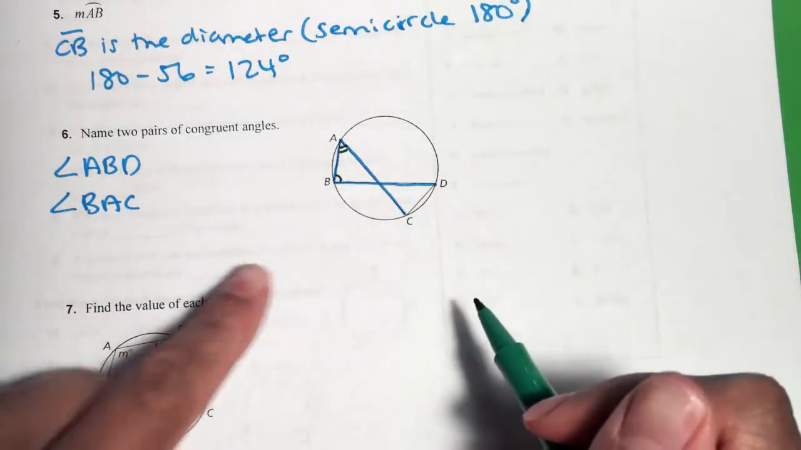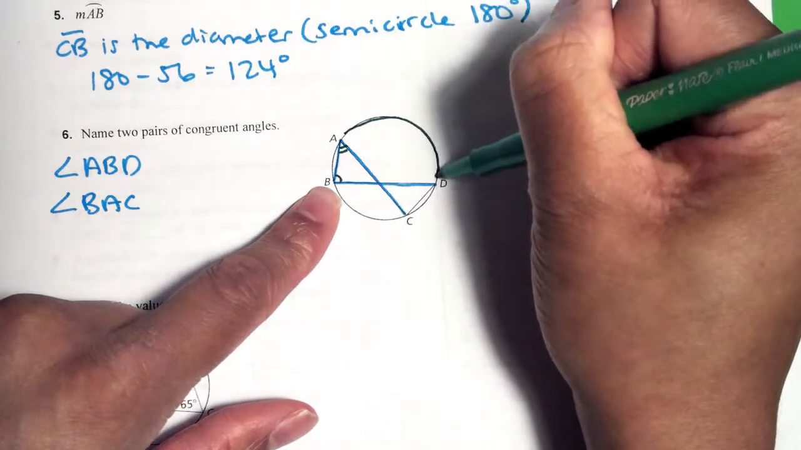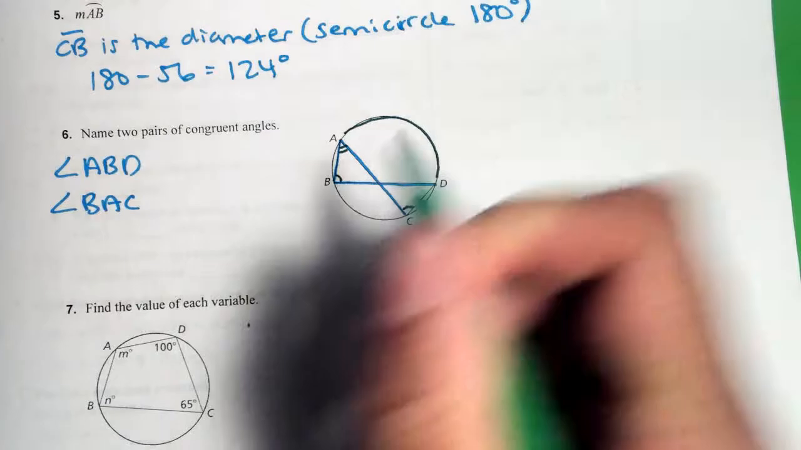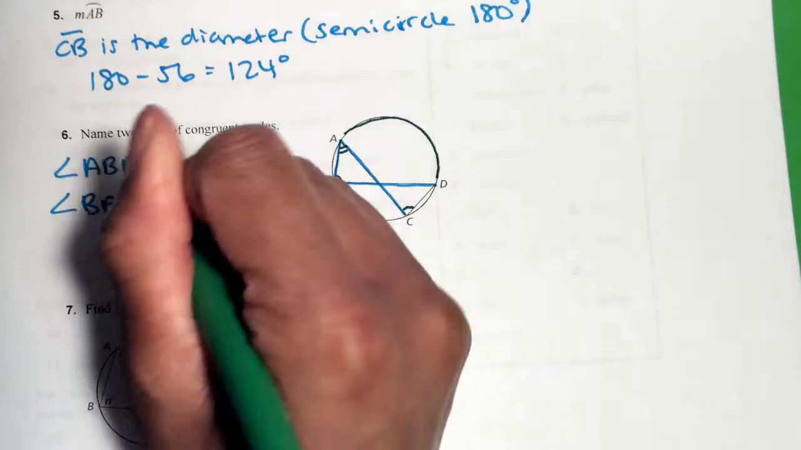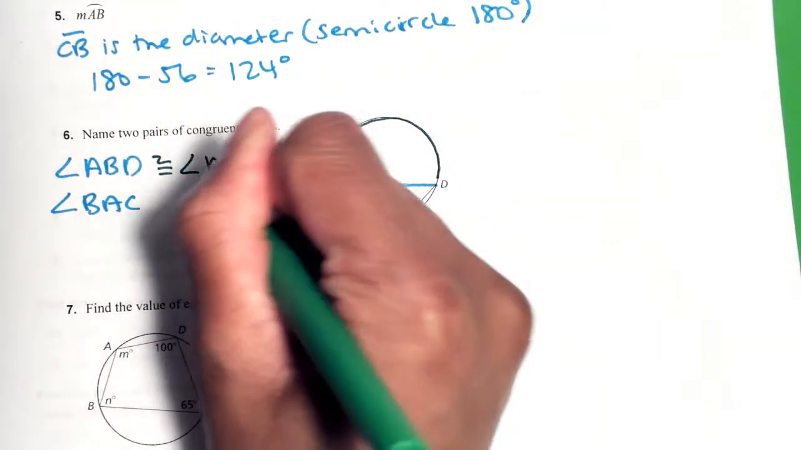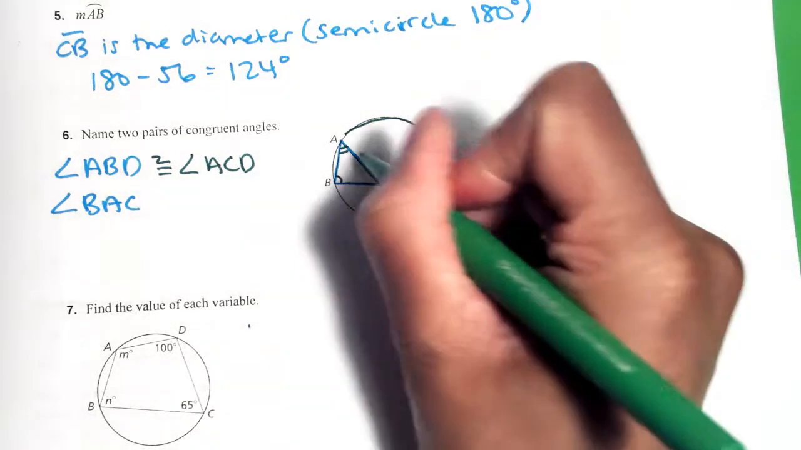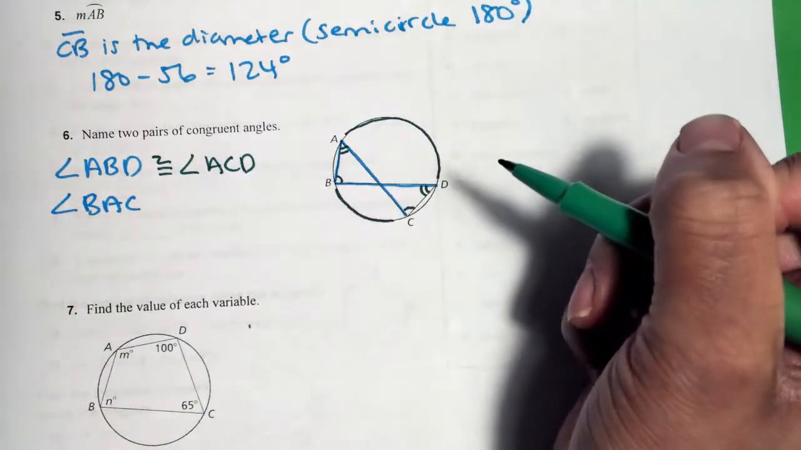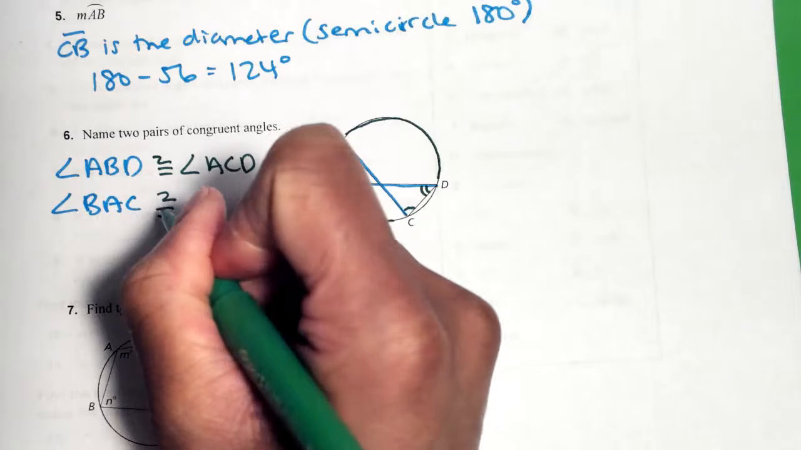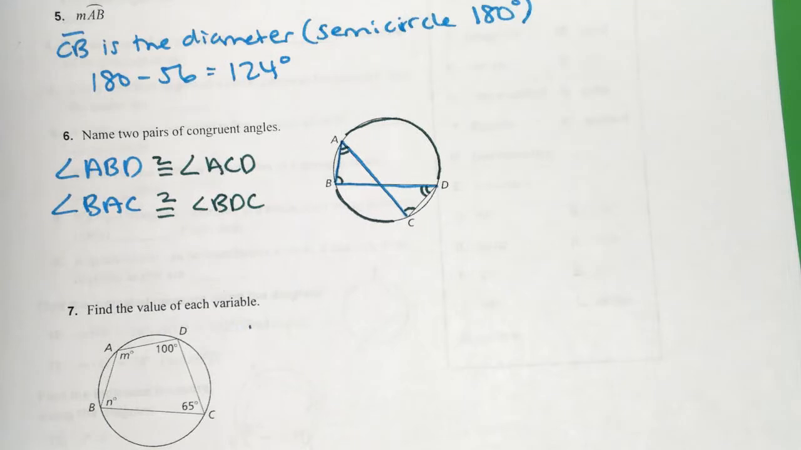So what shares the same intercepted arc? This one shares an intercepted arc, and that would be C. So what's congruent to ABD would be ACD. And then what would be the same with A would be D, because they share the same intercepted arc. So what's congruent to BAC would be angle BDC. Those are your congruent angles that you would label.